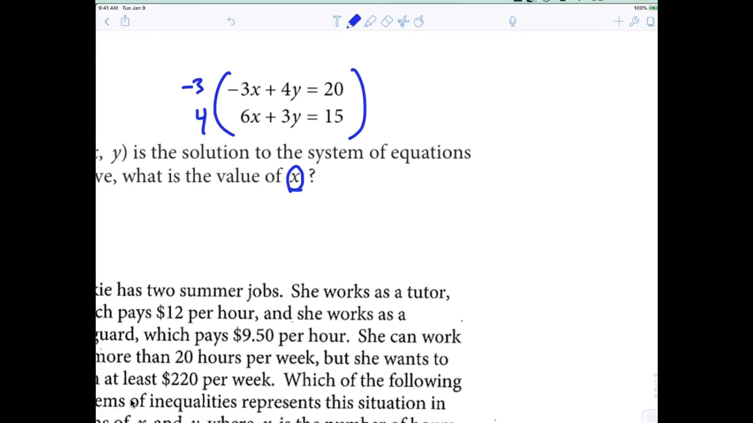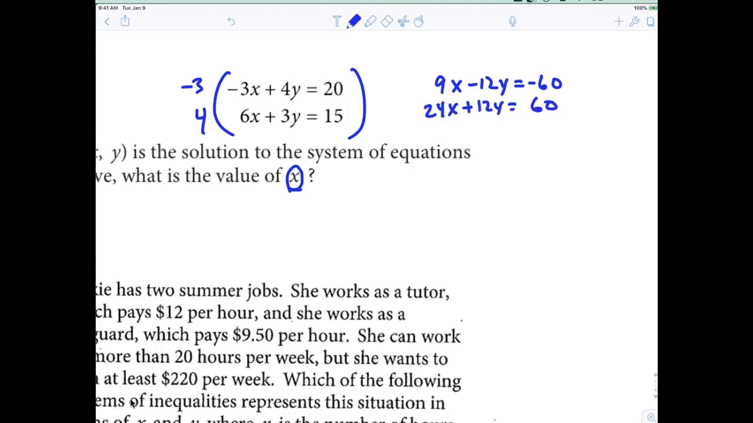All right. Now look, when you distribute the -3, you end up with 9x minus 12y equals -60. And then we have 24x plus 12y equals positive 60. So right off the bat, you should be able to just say, well, x is then 0. Right? Now, how did I get that? Because 33x equals 0. So x has to be what? X has to be 0.